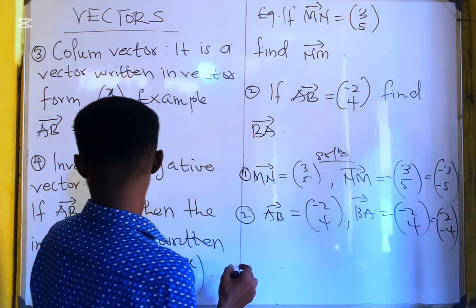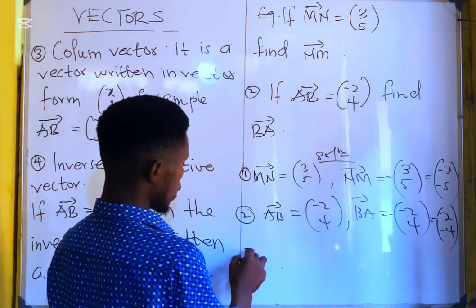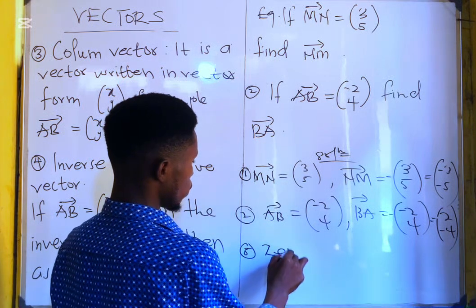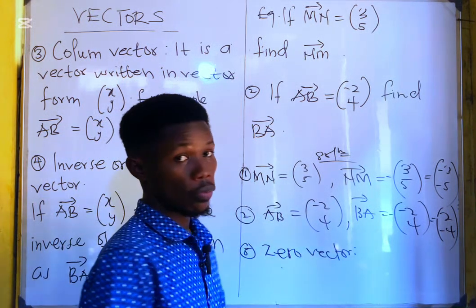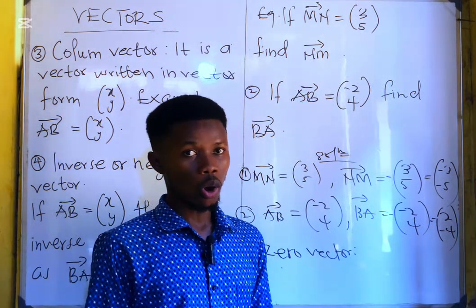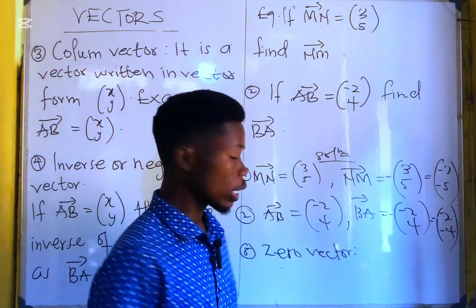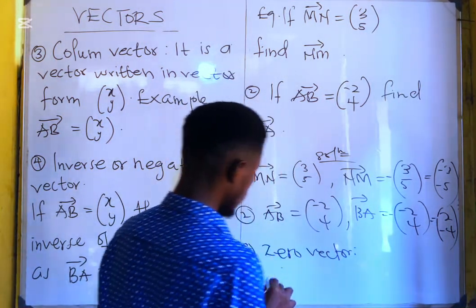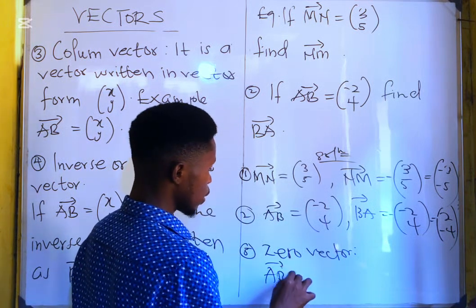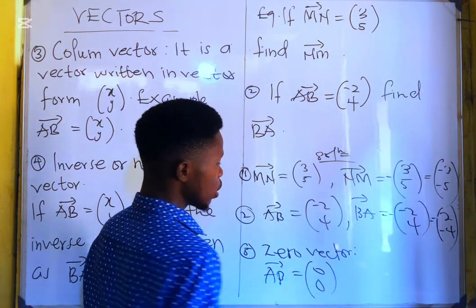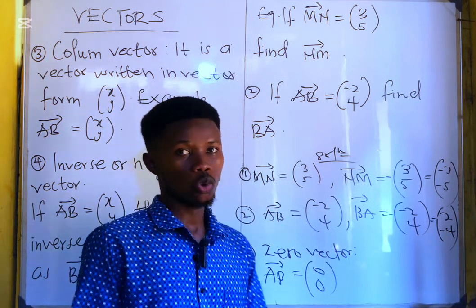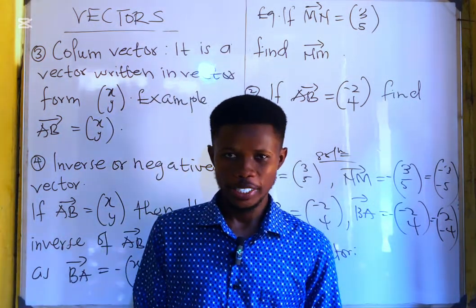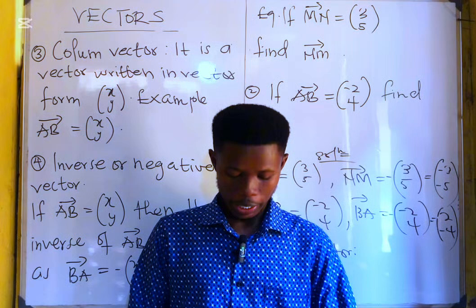Now the last one here is zero vector. A zero vector is a vector which has all its components to be 0. Okay, so an example of this is, let's say, if I have vector AB equal to (0, 0). See that all the components are what? 0. So when you have a vector like this, it is called a zero vector. Zero vector. Is that okay?